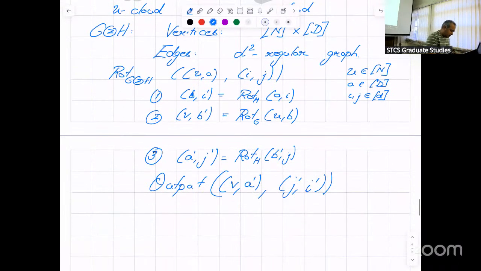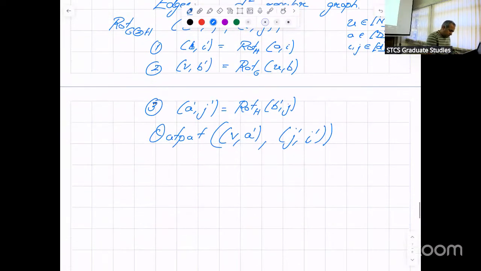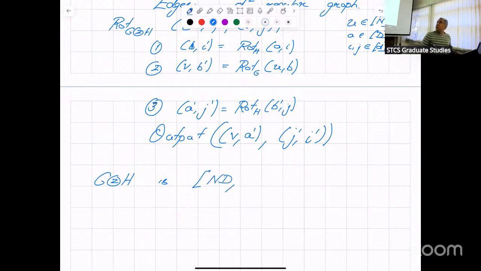So notice that G zigzag H is a graph where the number of vertices is N times D. Its degree is D square. And this is something we will compute shortly.